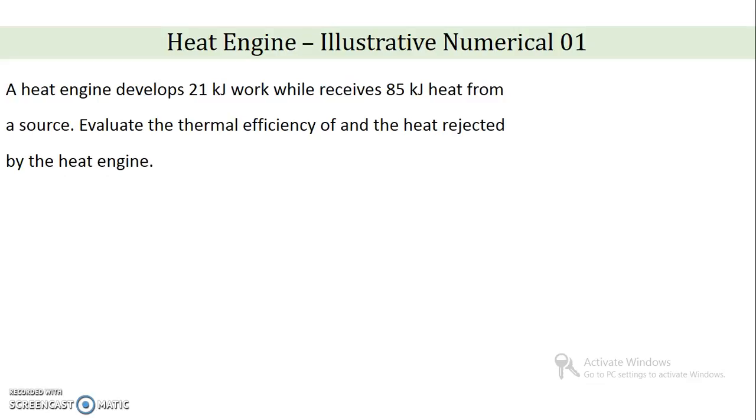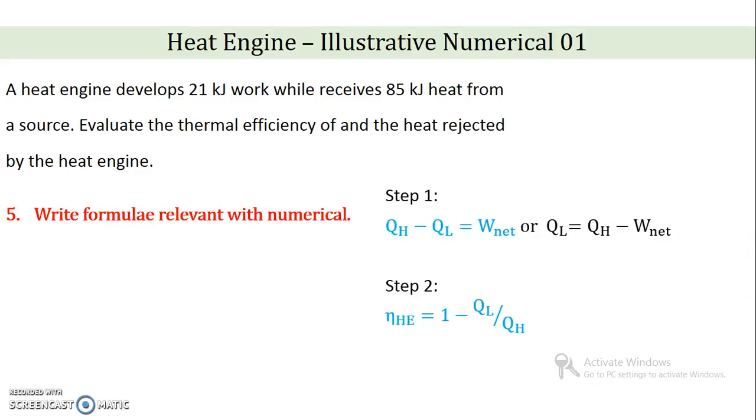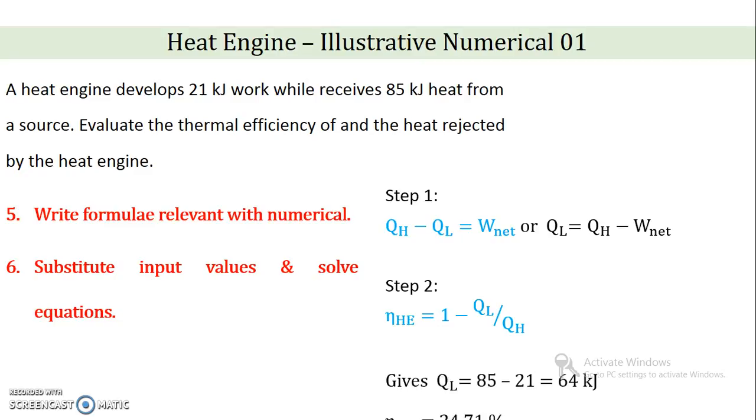The next step is to write down the relevant formulae for the numerical. Here the formulae are: number 1, QH minus QL is equal to W net, or rearranging it, QL is equal to QH minus W net. Second formula is the thermal efficiency of the engine, which is equal to 1 minus QL by QH. Substitute the input values and solve the equations.